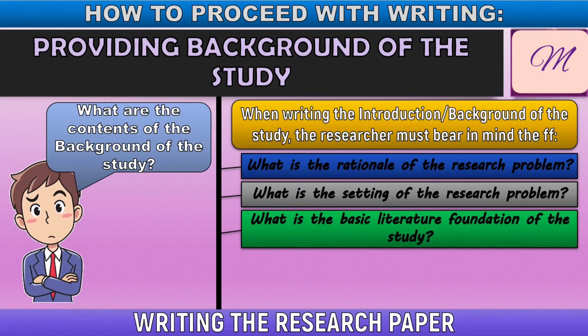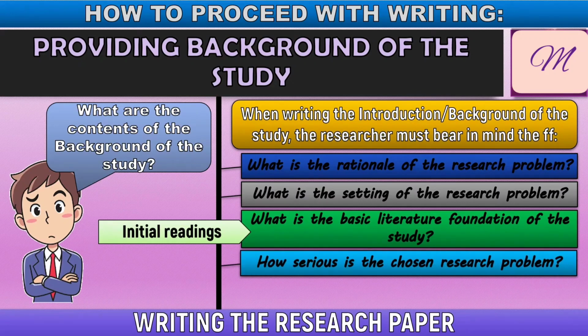Next one, what is the basic literature foundation of the study? So where can we find the information here? The information can be found based on your initial readings. That is why it is important for us to conduct initial readings so that we would have an idea regarding the information or topic that we will be discussing. So next, how serious is the chosen research problem?